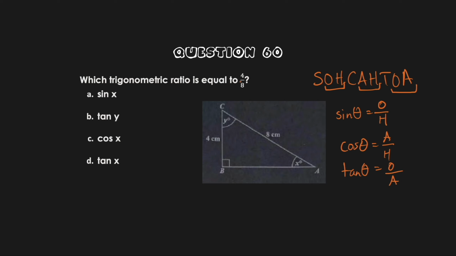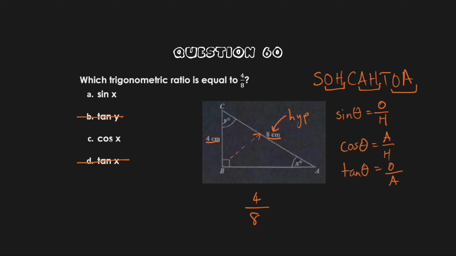Now we want the ratio 4 over 8. So let's look for where 4 is. So 4 is this and 8 is this. Now relative to everything, what does 8 represent? It's the line across from the right angle. So this is the hypotenuse. In other words, this is the one that represents the h. So we already know that tan is out of the picture because tan does not use the hypotenuse. And there's no way this hypotenuse can change. This will always be the hypotenuse.